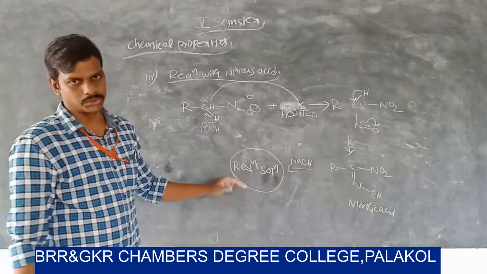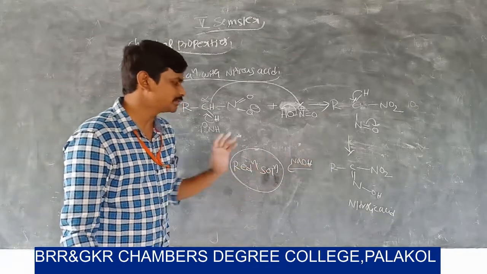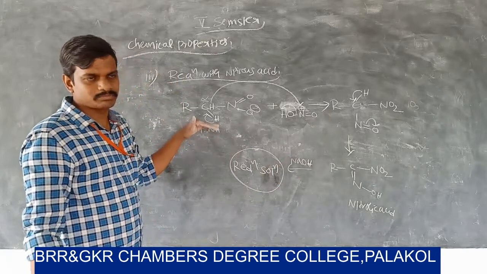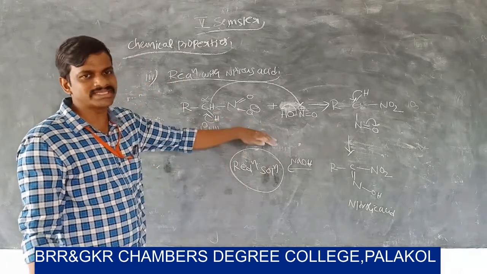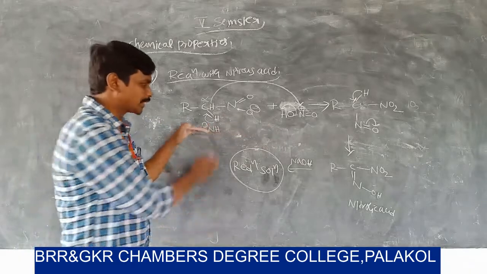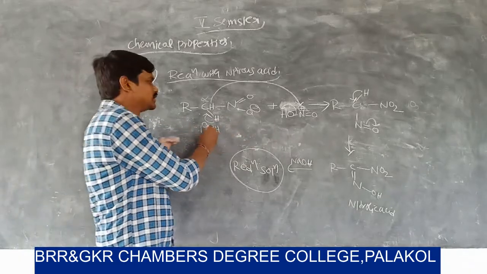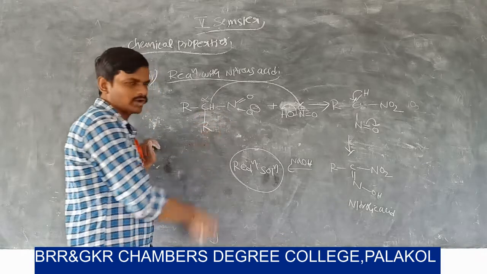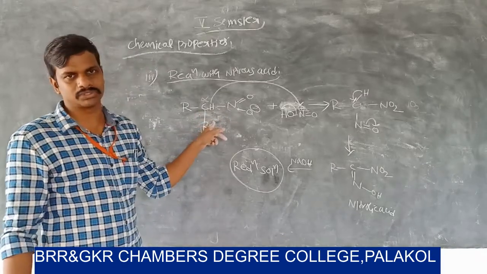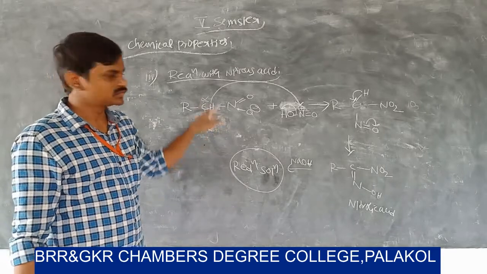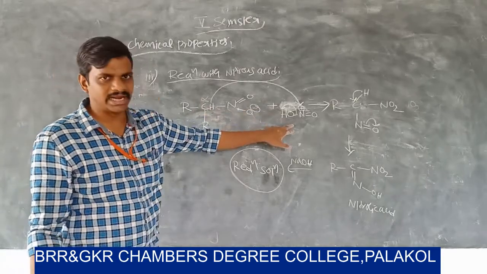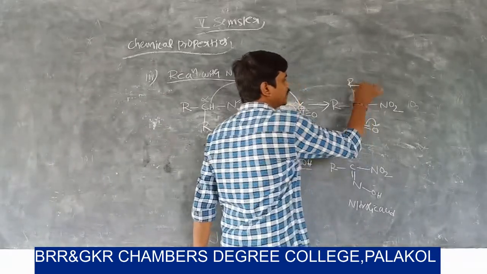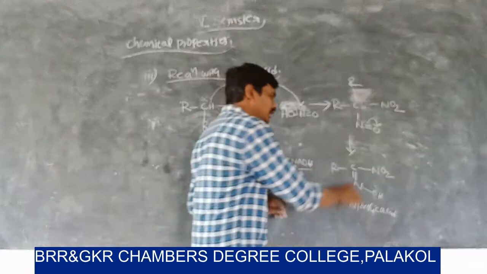Why are we discussing this step? Because if in place of primary nitrohydrocarbon you take secondary nitrohydrocarbon, that means one hydrogen atom is replaced by one alkyl group, then this is the structure of secondary nitrohydrocarbon. Secondary nitrohydrocarbon on treatment with nitrous acid leads to formation of again an alpha nitroso derivative.